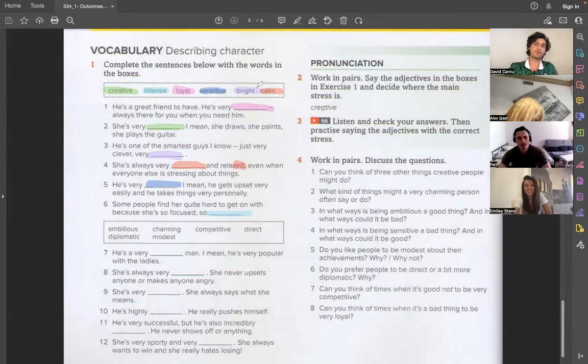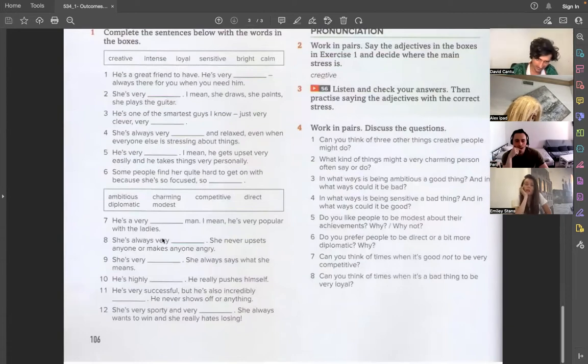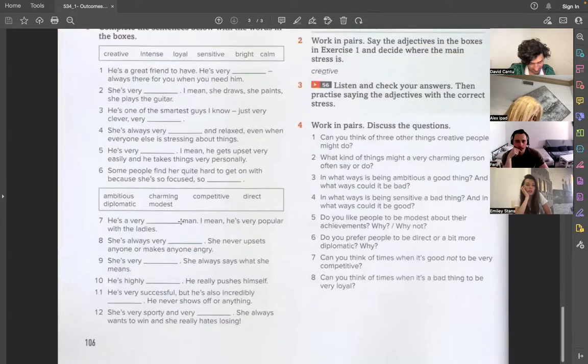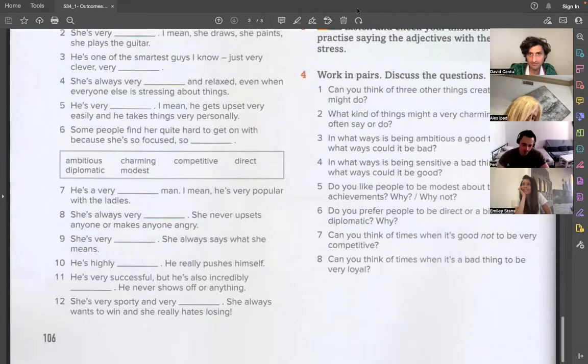Okay, good. So now the second part of the advanced words. So Ara, your turn. He's a very charming man. I mean, he's very popular with the ladies. Very charming young man. Okay, good. Number 8. She's always very diplomatic. She never upsets anyone or makes anyone angry.